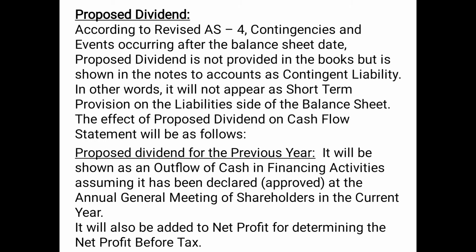Now proposed dividend. This we have already discussed beforehand, but just a repetition. According to the revised Accounting Standard 4, contingencies and events occurring after the balance sheet date, proposed dividend is not provided in the books but is shown in the notes to accounts as a contingent liability. Here we are talking about the proposed dividend of the current year. In other words, it will not appear as a short-term provision on the liability side of the balance sheet. The effect of proposed dividend on the cash flow statement will be as follows.